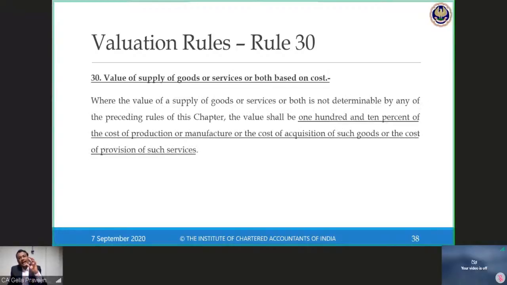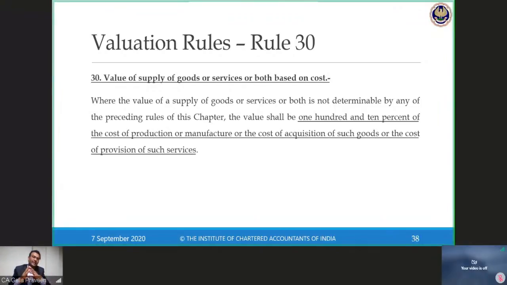Next we move on to rule 30. Rule 30, as I say, COGS plus 10%. Value of supply of goods and services are both not determined by any of the preceding rules 27, 28, 29. I'll come to rule 30, where the value shall be 110% of the cost of production or manufacture or cost of acquisition of such goods or cost of provision of such service. So here our costing techniques are required.